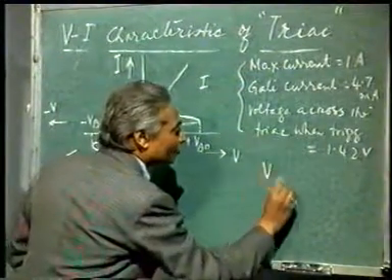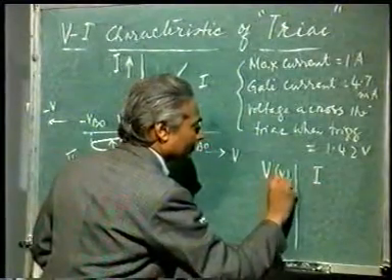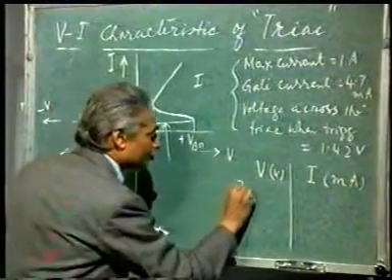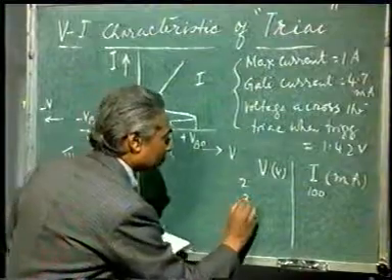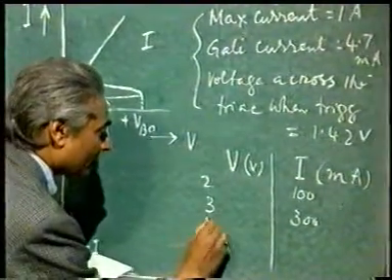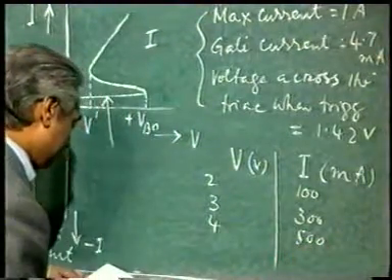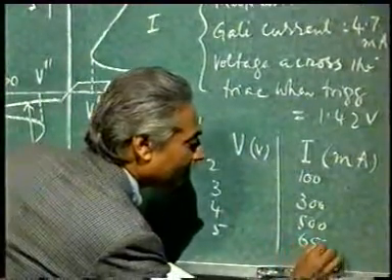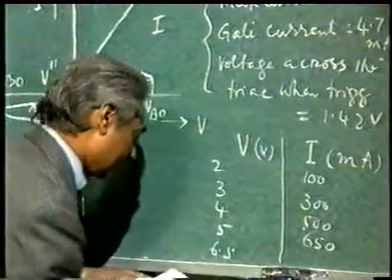So this is voltage, this is current, voltage in volts, and current in milliamps. The readings are 2 corresponds to 100 milliamps, 3 corresponds to 300, 4 to 500, 5 to 650, and 6.5, the current is 900.